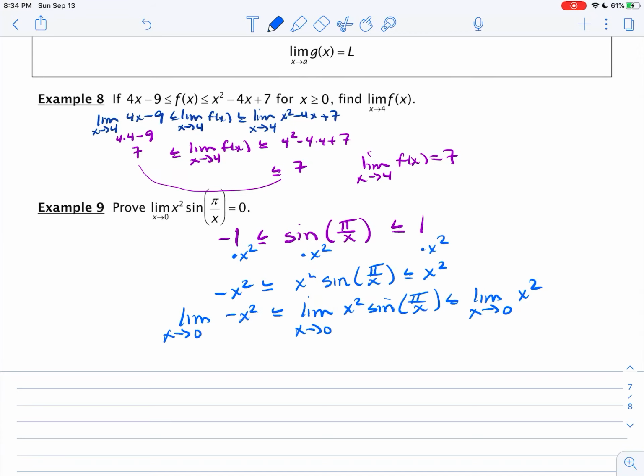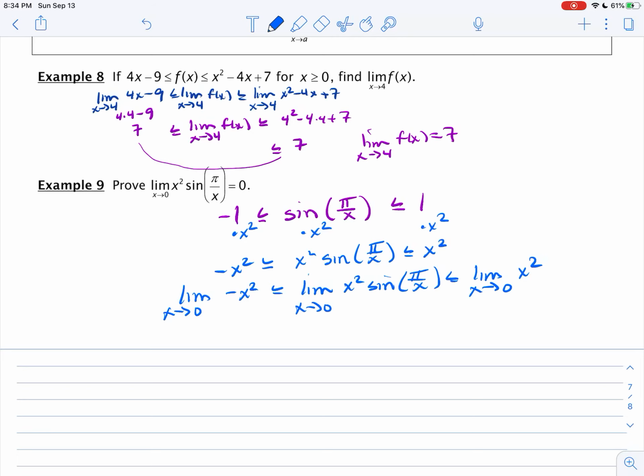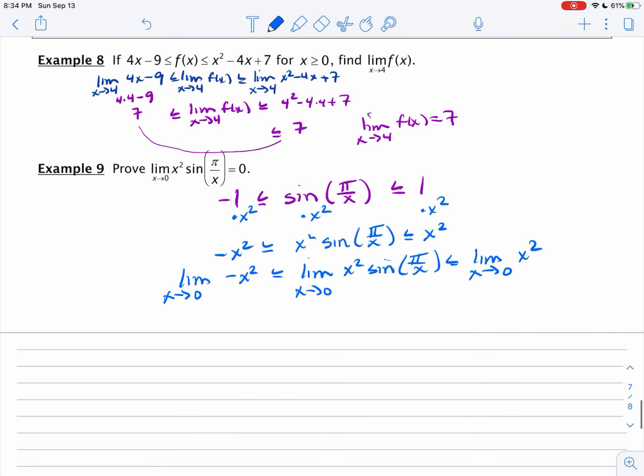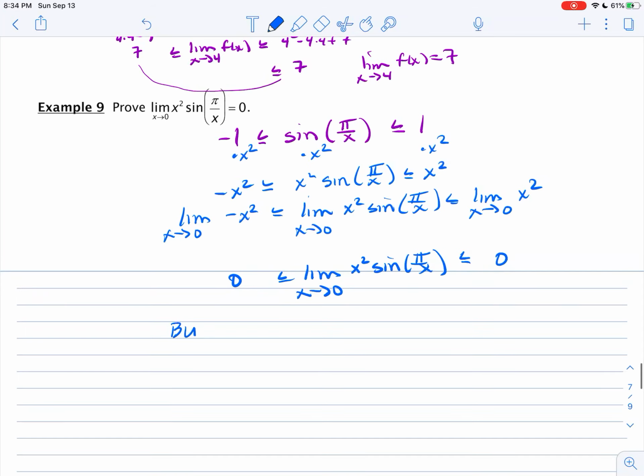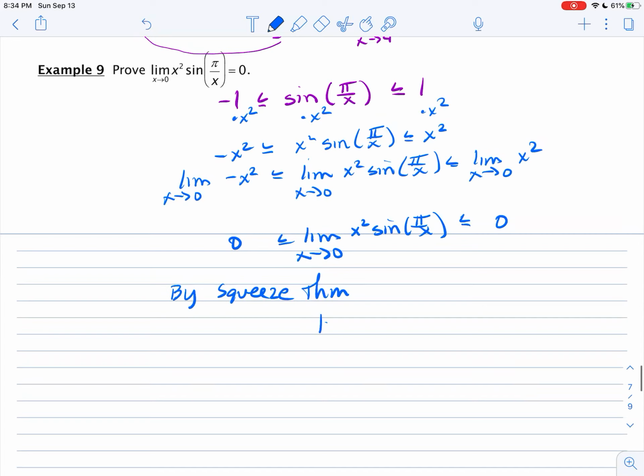But here we can apply the squeeze theorem, and we can apply our limits on the left-hand side. The limit as x approaches 0 of minus x squared is going to be minus 0 squared, which gives us 0. And the limit as x approaches 0 of x squared is going to be 0 squared, which is also 0. And so by the squeeze theorem, the limit as x approaches 0 of x squared times sine of pi over x is also equal to 0.